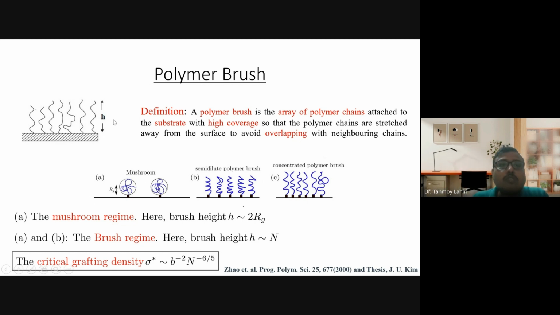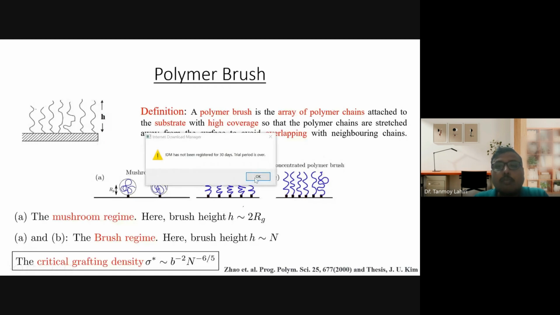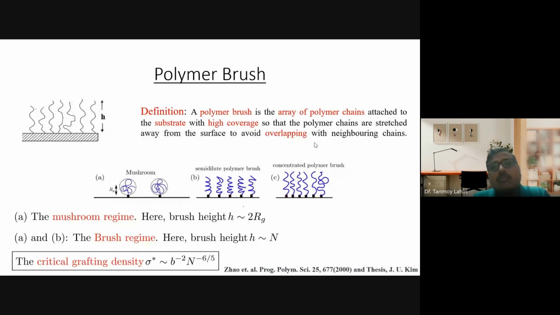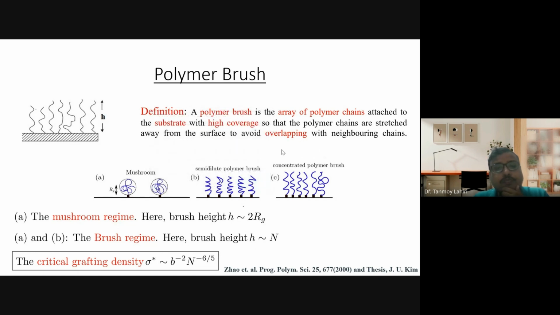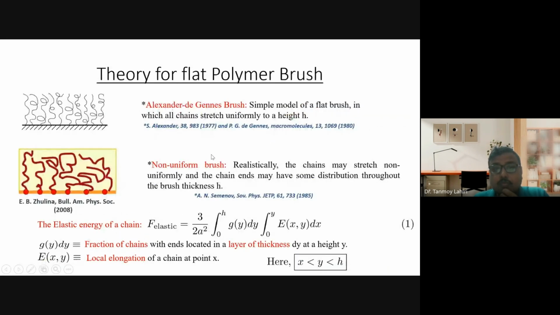And here is the figure of a polymer brush. It looks like a brush. So this is what is known as a polymer brush. And it is very important, and these polymer brushes play an important role in colloidal stabilization. So next, what about the theory of a flat polymer brush? It is called a flat polymer brush because the surface to which the polymer chains are tethered is very flat.